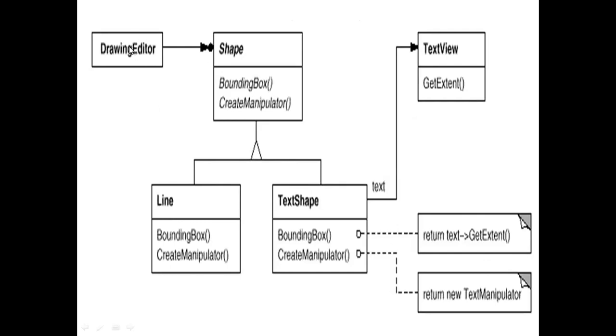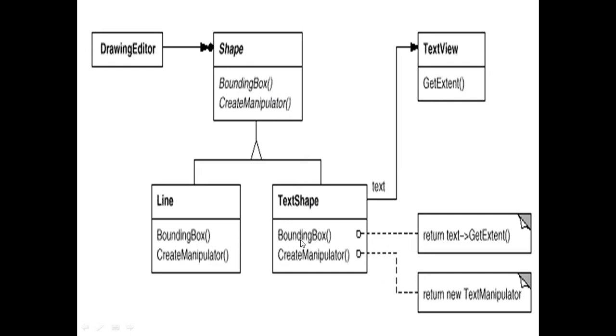My drawing editor is the application or the client here, and shape here is my target. The shape is an abstract class. The name is in italics. From this, we derive two adapters here, line as well as text shape. Line and text shape have the two methods, bounding box and create manipulator, which are inherited from the base class shape.